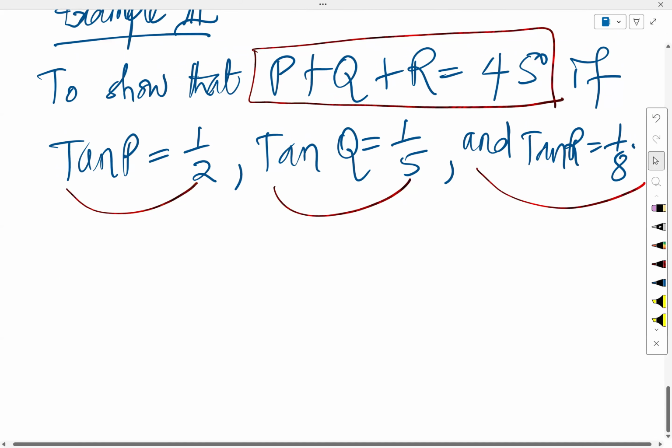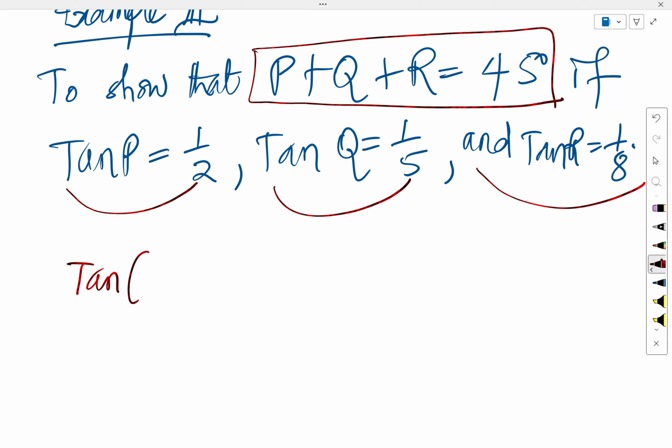You can say tan(P+Q+R) is equal to... so at the end of the day, you just want to show that P plus Q plus R is equal to 45 degrees. So if we start with tan, of course, since everything is tan here, we can work with that. So if we say tan(P+Q+R), you want to try to get that out. If you follow all the process, right?